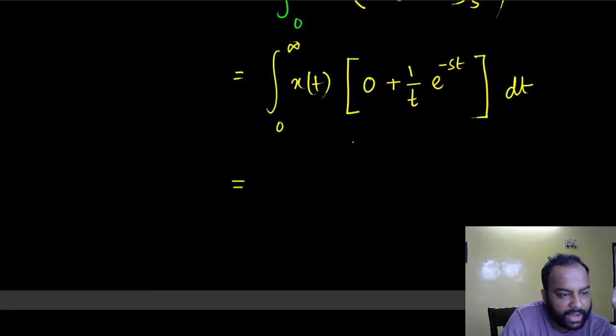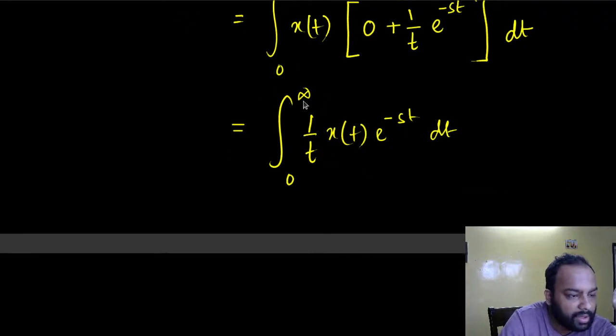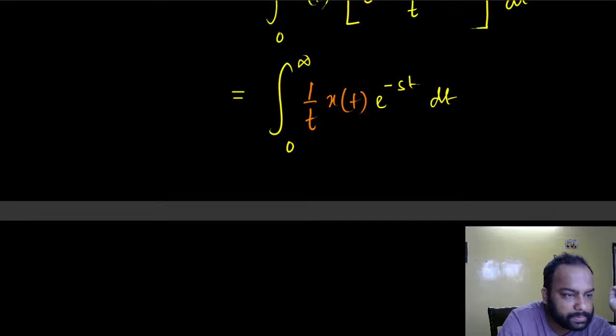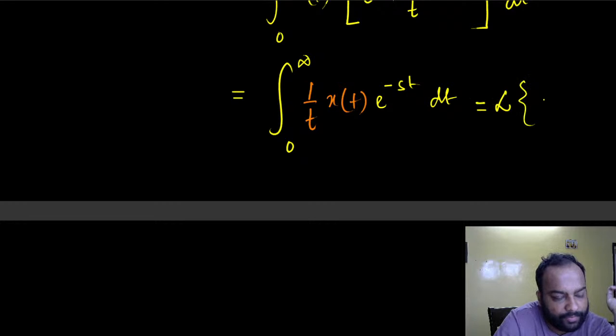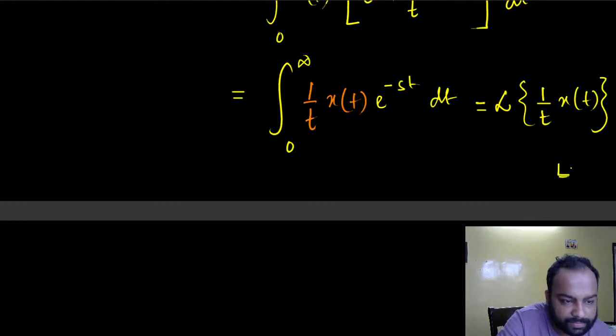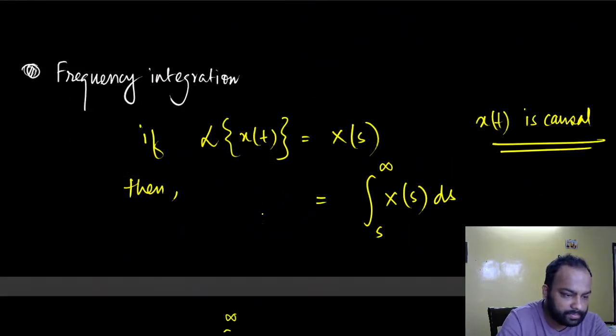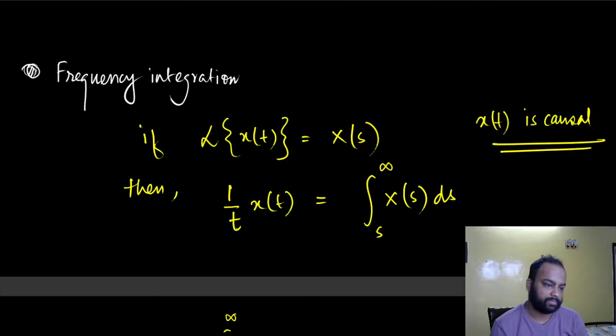All right. So now what we have is integration from 0 to infinity of 1 by t x(t) e to the power minus st dt. But look at this one. Isn't it essentially the Laplace transform of 1 by t x(t)? Yes, that is right. So with that said, that would simply be the Laplace transform of 1 by t x(t). Nice.